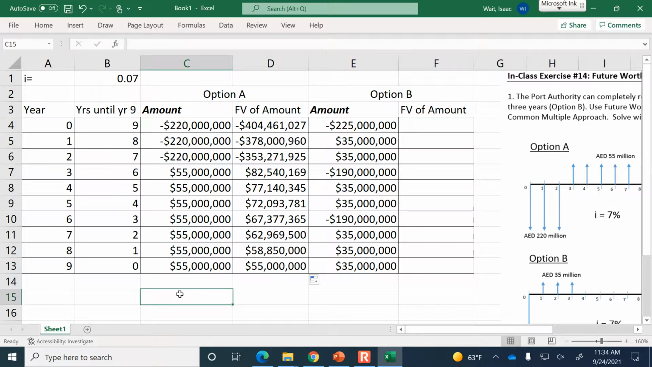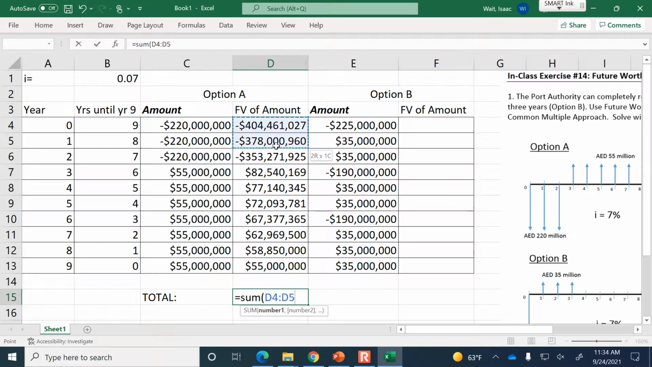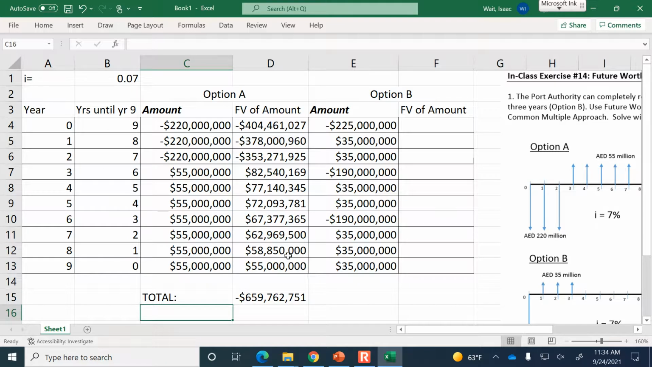Okay, so now we can total things up with the sum function, and you sum all of that range just by clicking at the top and dragging down through it. All right, so $659 million is the lump sum future value of option A.